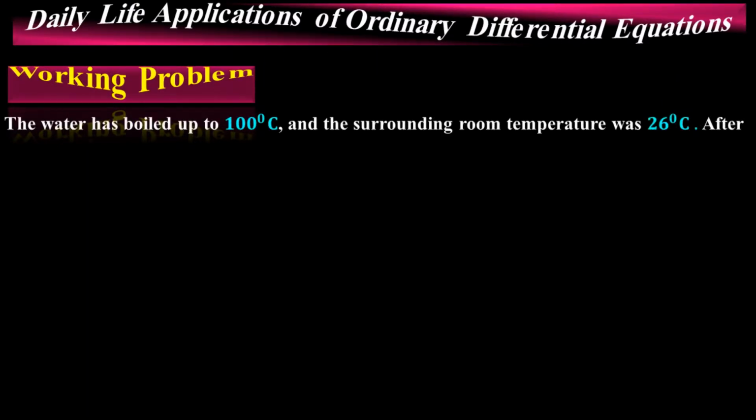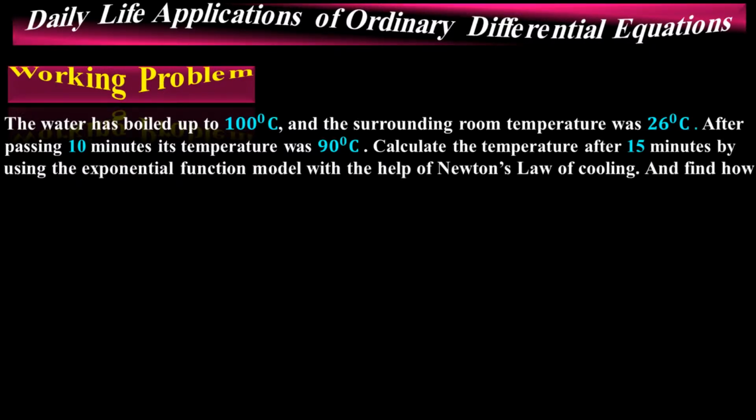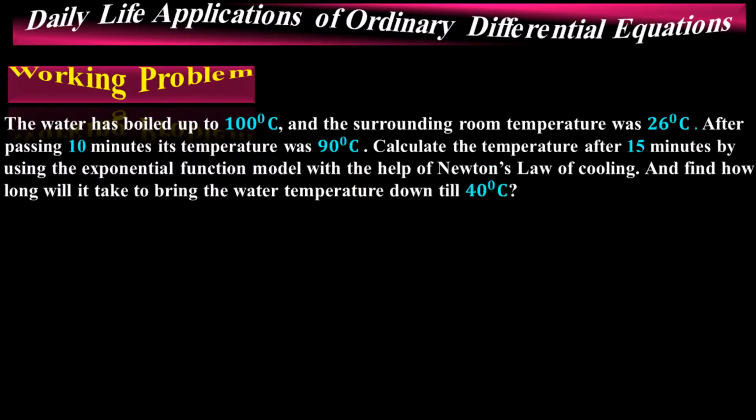One more daily life application of differential equation. The water has boiled up to 100 degrees centigrade and the surrounding room temperature was 26 degrees centigrade. After passing 10 minutes, its temperature was 90 degrees centigrade. Now calculate the temperature after 15 minutes by using the exponential function model with the help of Newton's law of cooling. And also find how long it will take to bring the water temperature down till 40 degrees centigrade.